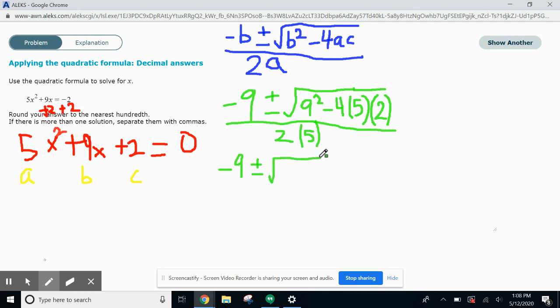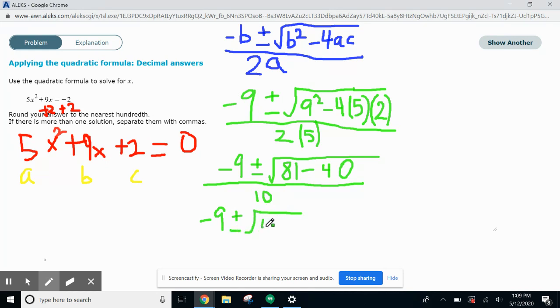Now under the radical, I'm going to simplify some of this. 9 squared is 81. And 4 times 5 times 2, well, 5 times 2 is 10. 10 times 4 is 40. So now I have 81 minus 40 underneath the radical. On the bottom, 2 times 5 is 10. Now I'll go from here and simplify a little bit more. I have plus or minus under the square root is 81 minus 40, which is going to be 41.